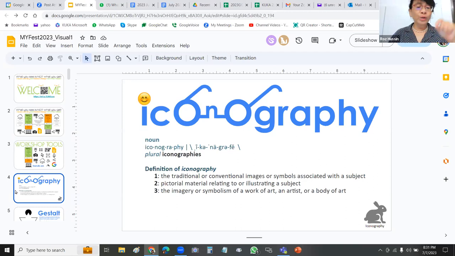So everything from the word noun all the way to iconography, plural iconography, definition, blah, blah, traditional pictorial, and so on, all the way to or a body of art. That entire long paragraph was on purpose at the bare minimum font size, using a non-interesting font on purpose so that you don't bother looking at it. So purposely making something boring is a skill. You want to make certain things boring and not important, and only highlight the main thing that you want to give, because you only have 2 seconds.